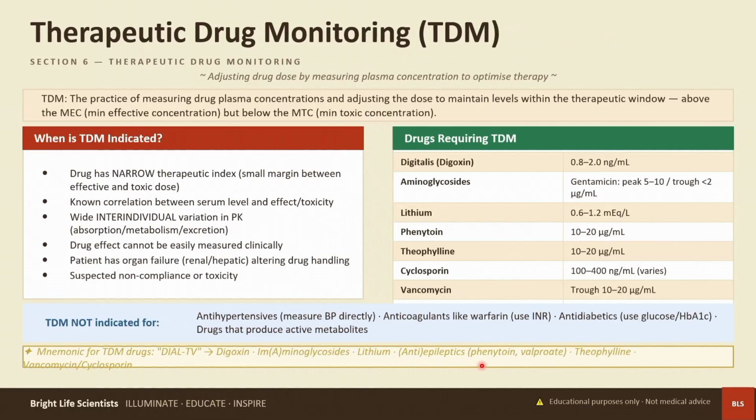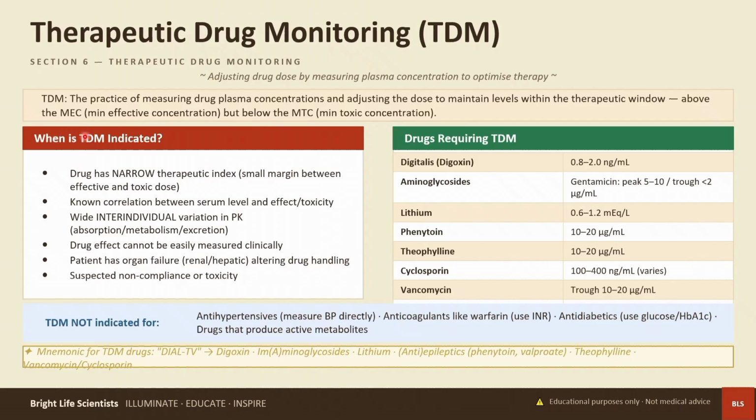Therapeutic Drug Monitoring, TDM. Therapeutic drug monitoring is the practice of measuring a drug's plasma concentration and using that measurement to adjust the dose, keeping the patient within the therapeutic window, above the minimum effective concentration and below the minimum toxic concentration. Therapeutic drug monitoring is not needed for every drug. It's indicated when certain conditions are met.